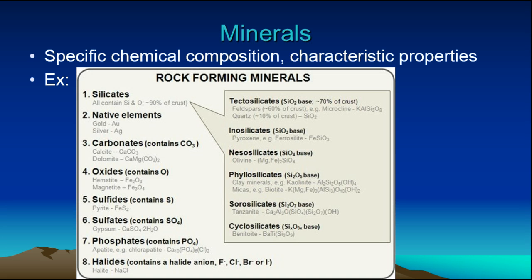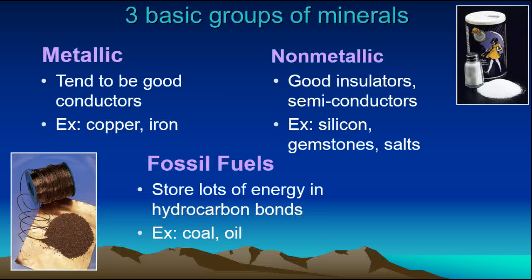So when we talk about minerals, we're talking about substances with a specific chemical composition, and they have characteristic chemical and physical properties as a result of this. So these are either pure elements or they're pure compounds, which you should remember from chemistry are different combinations of these elements. So here are some of the different compounds you might see here. These native elements are those pure ones. And these form minerals. And there are three basic groups of minerals: metallic, non-metallic, and fossil fuels.